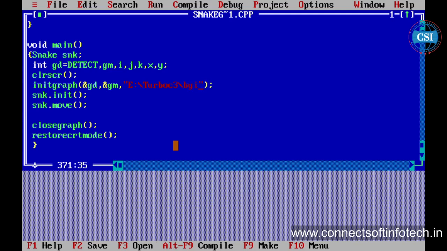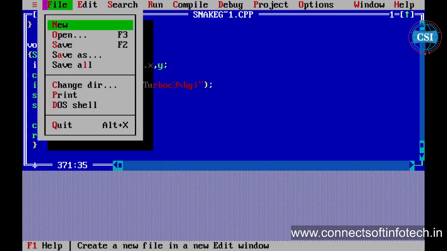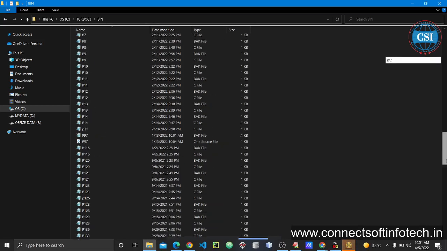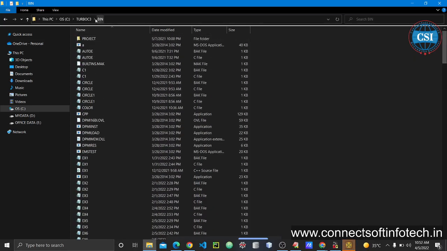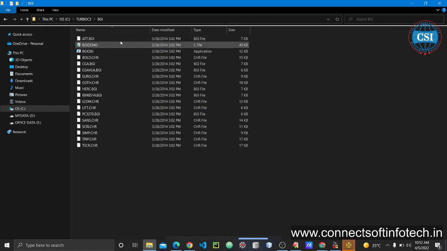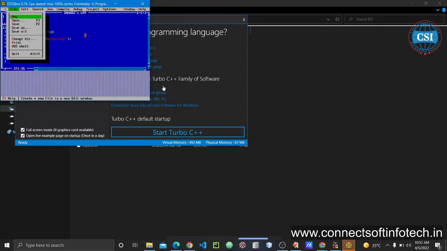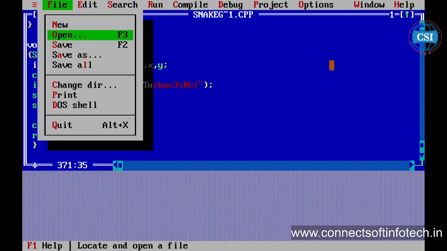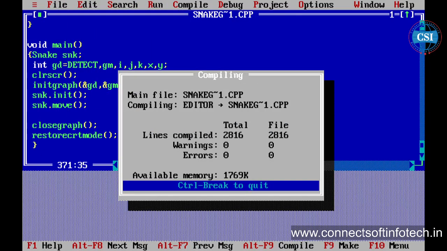What is my folder name? Let us check first. Where is my BGI? I'm going to click here. Graphics path we have to give there. Bin and BGI, is it there or not? BGI is here. Okay, BGI. So you have to give the graphics path properly. Okay, capital BGI. Let us check now. Save and run.